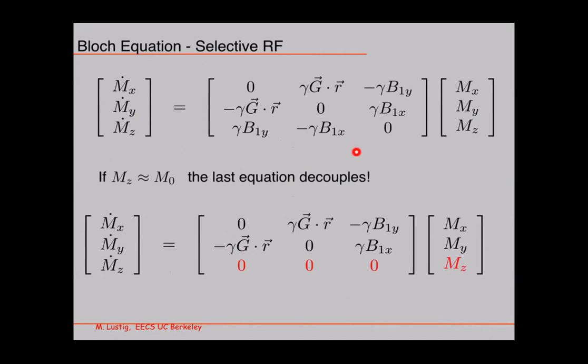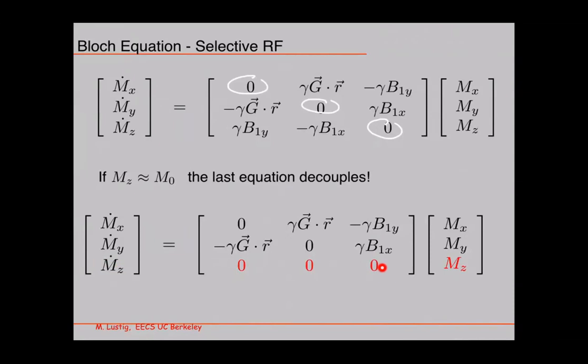Okay? So this is a very simple assumption. If we look at the Bloch equation in general for excitation, we're ignoring relaxation because the RF pulses are short. Both the B1 field and the gradient field are on, but we also said that Mz doesn't change. If Mz doesn't change, then this entire row has to be zero, because this row governs the change in Mz. And we said the change in Mz is zero, hence this has to be zero.